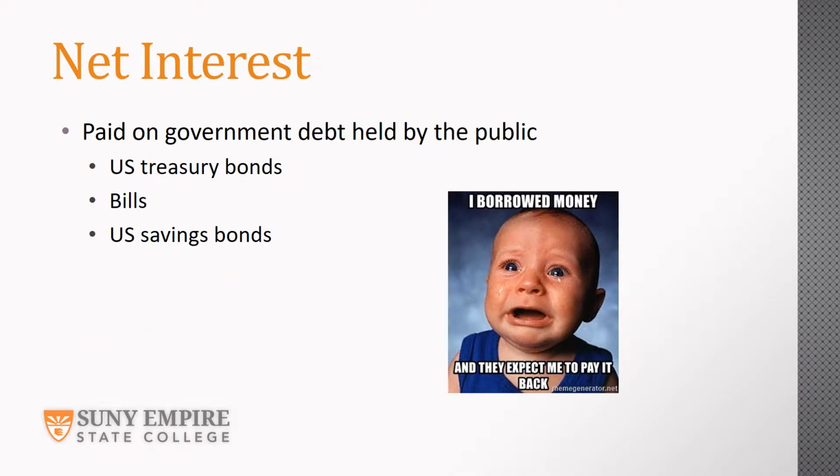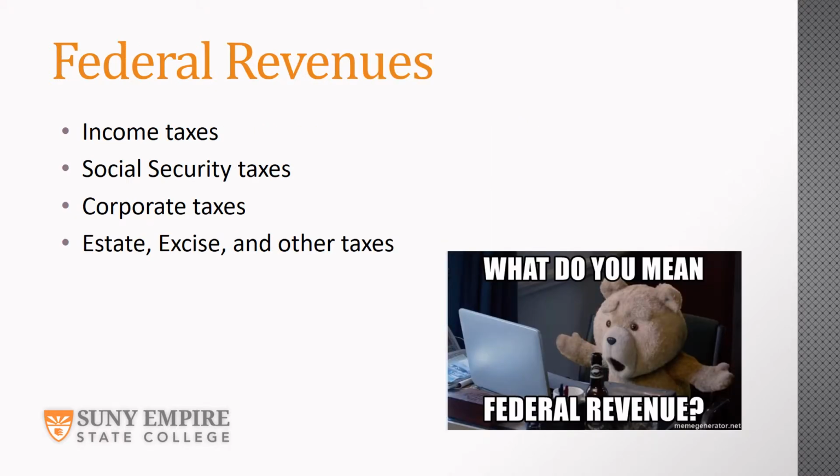The last portion of the federal budget is net interest. This interest is paid on government debt held by the public. This includes such investments as United States Treasury bonds, bills, and savings bonds. That is how the government spends its money. But how do they earn that money?